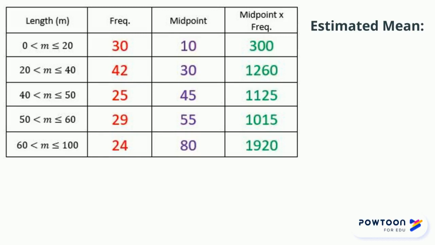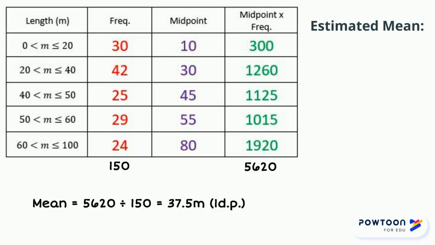Then you should have found the total frequency and the total of the midpoint times frequency. And then the mean is just going to be those divided by each other. So 5,620 divided by 150. And I gave an answer to one decimal place of 37.5 meters. Again, make sure you write your units.